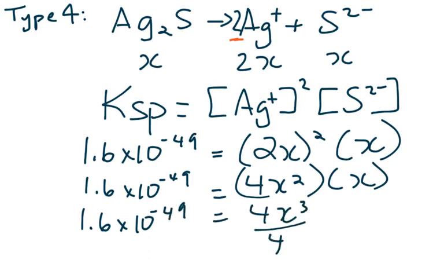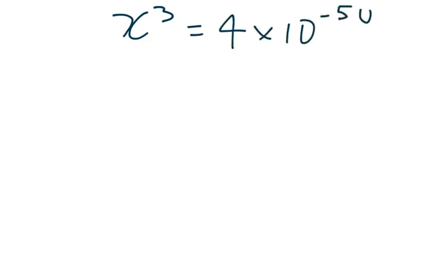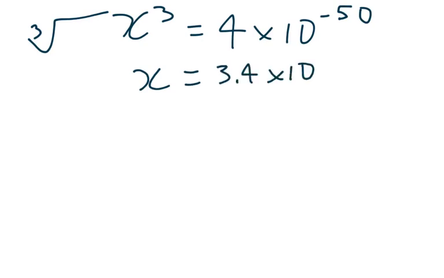So we divide both sides by 4, and we're going to figure out that x cubed equals 4 times 10 to the negative 50. So this is where you have to use your cube root button on your calculator, so it would look like that. And you find out that x equals 3.4 times 10 to the negative 17. Now it said to find the concentration for the Ag2S, so this is your concentration, so we put an M behind it. And that's part A answered.